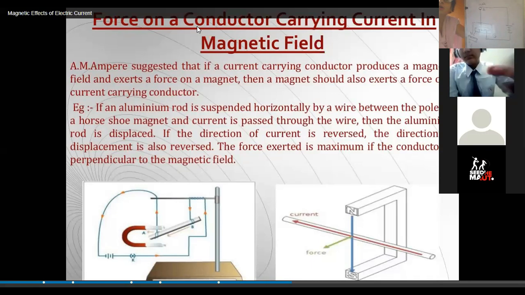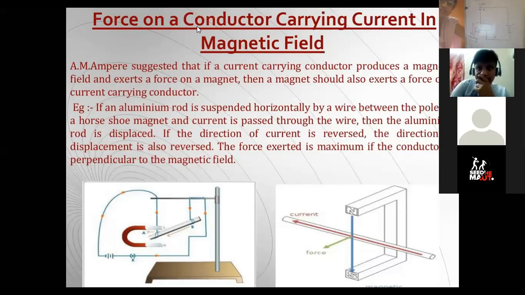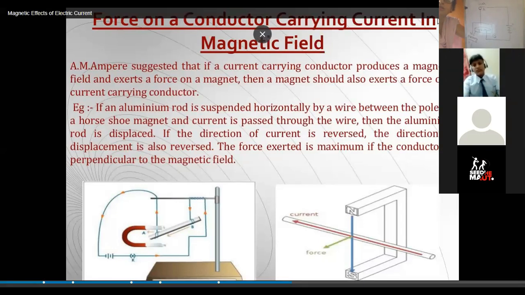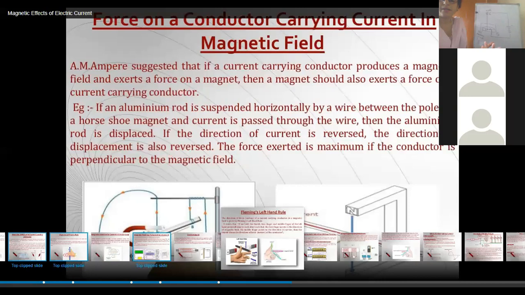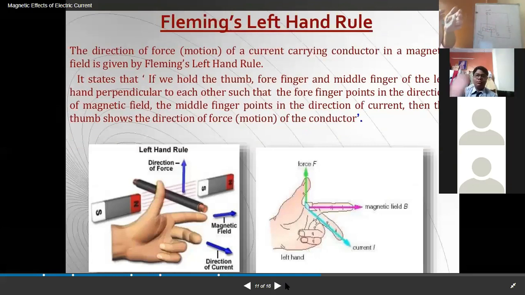So we can show that when a current carrying conductor is placed in a magnetic field, it experiences a force, and because of that force, the current carrying conductor comes in motion. Now we have to understand how to find out the direction of the motion, in which direction the force is applied.